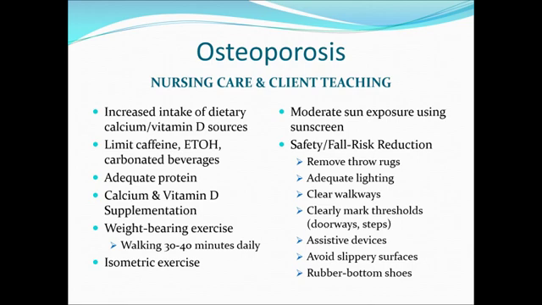Weight-bearing exercise, walking 30 to 40 minutes daily, and of course isometric exercise just to strengthen the muscles and improve posture and functioning. Moderate sun exposure using sunscreen. Okay, we don't want to trade one problem for another.